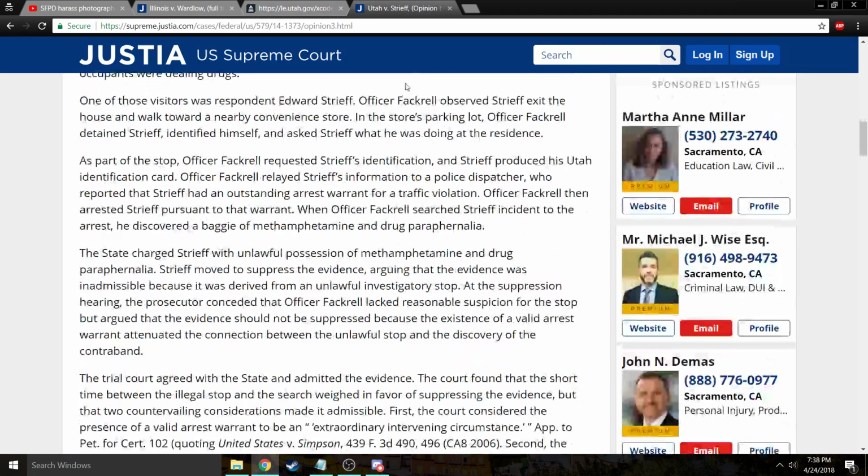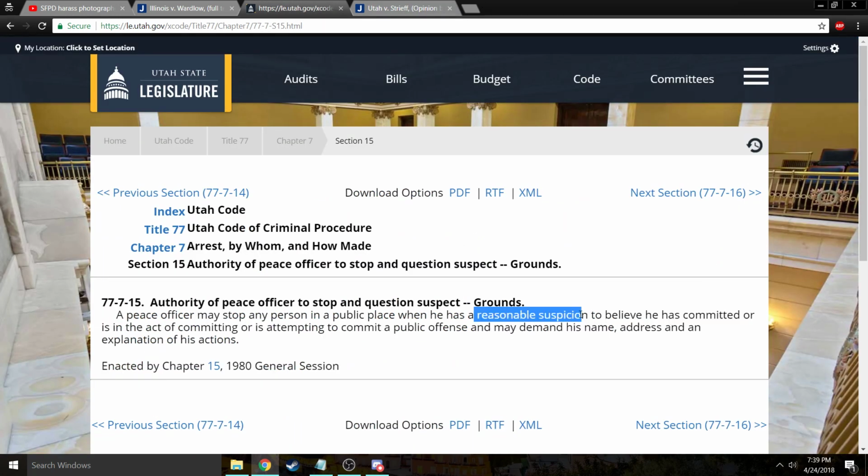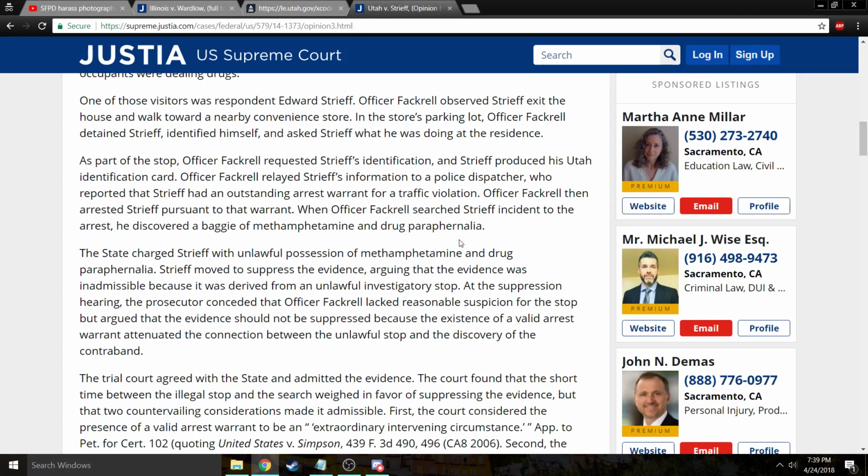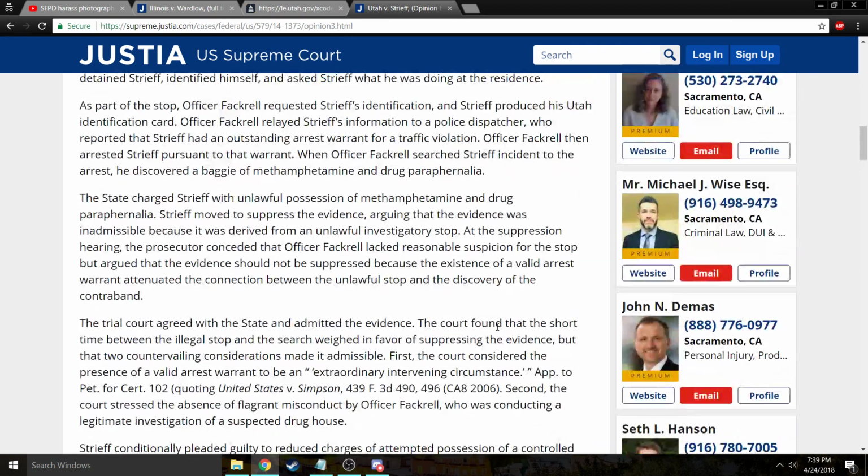Okay, so it's kind of weird. So remember that the officer needs reasonable suspicion to demand the name, address, etc. So he needs reasonable suspicion of a crime in order to demand the ID. So he demanded the ID. Streif handed it over. There was a background check where it turned up an arrest warrant, and so he arrested Streif for the arrest warrant, searched Streif, and discovered meth and drug paraphernalia.